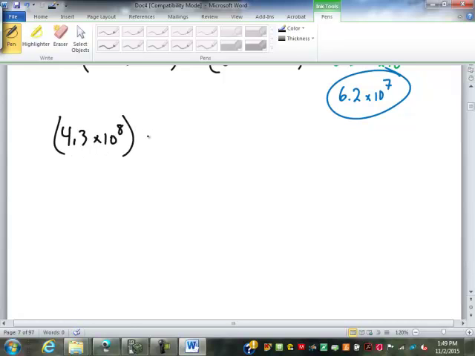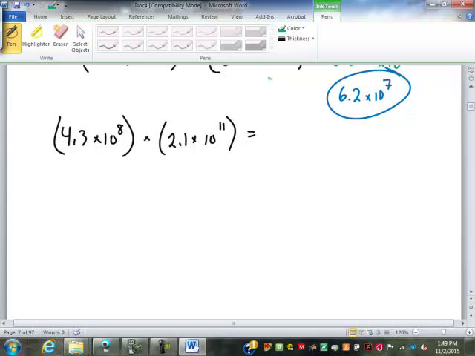So 4.3 times 10 to the 8th times, guys, 4.3 times 10 to the 8th times 2.1 times 10 to the 11th. We don't have the same power of 10, but it does not matter when we multiply. So now we multiply the counts.